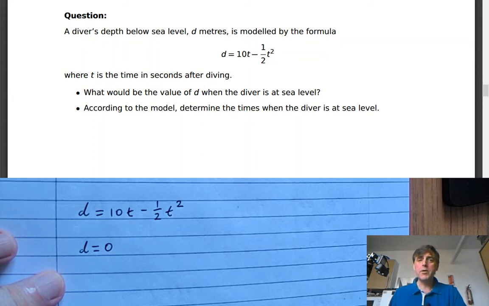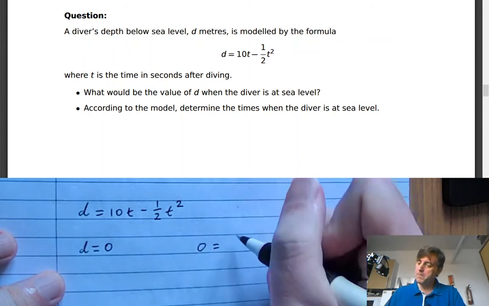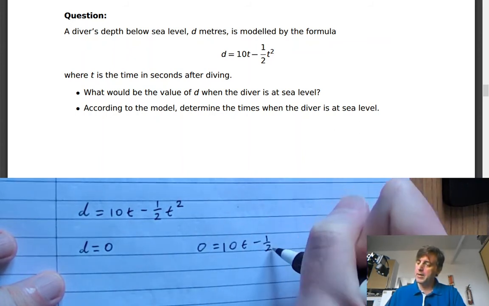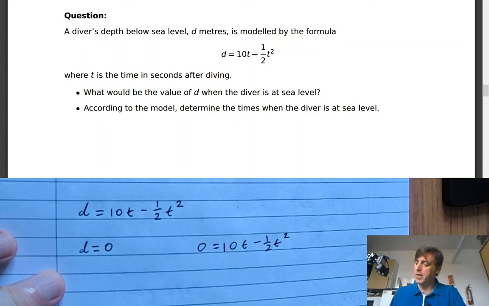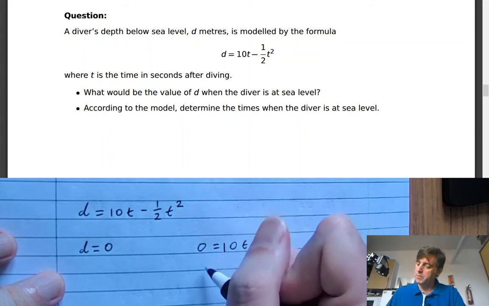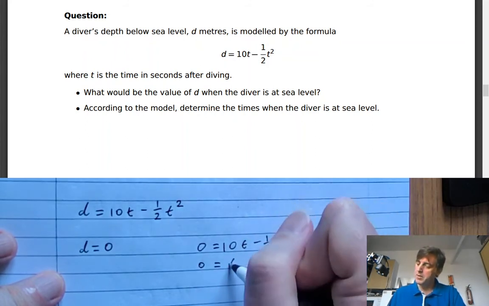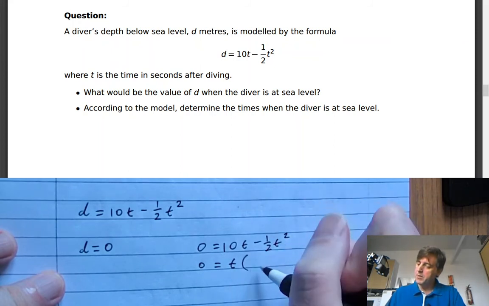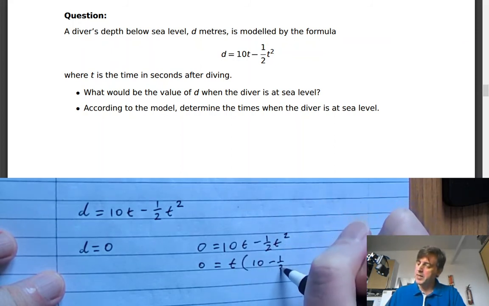According to the model, determine the times when the diver is at sea level. Well, then we just need to substitute 0 for d into our formula here and solve the equation that we've got here. Now, I think the easiest way to solve this one is by factorizing. So I'll just factorize out the t. We end up with 10 - ½t in the bracket there.